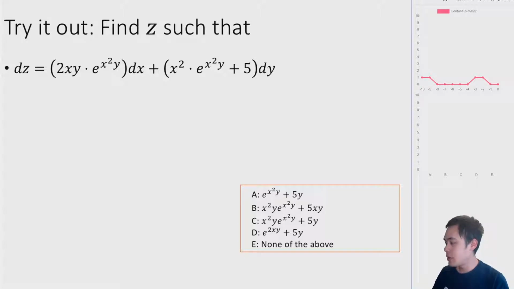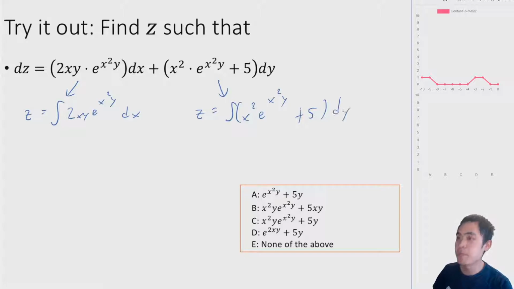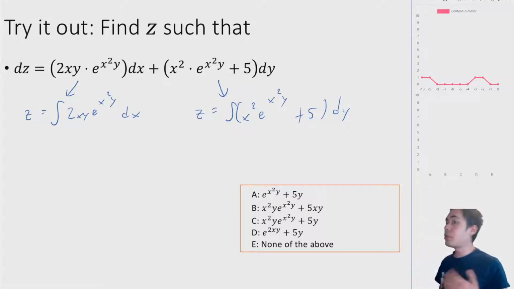So remember, what you have to do here is set z equal to two different things. So z is equal to the integral of 2xy e to the x squared y dx, and z is equal to the integral of x squared e to the x squared y plus 5 dy. Okay, so I'll give you a moment to figure this out. And remember that when you're taking these integrals, on the left one, you should treat y as constant, and on the right one, you should treat x as constant. Because you're basically reversing the partial derivatives that you would have taken on z in order to get the different components.